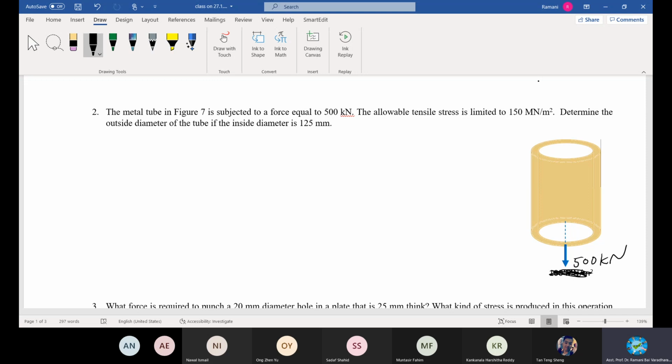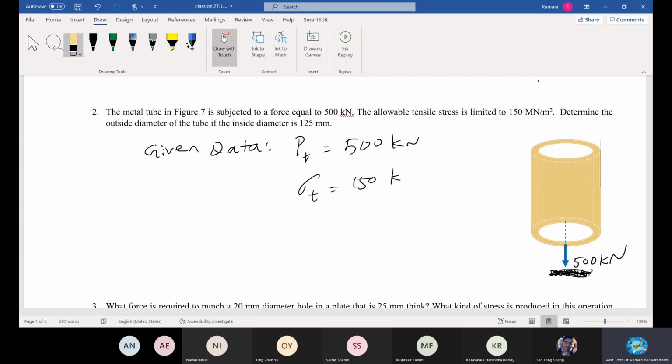So we understand that the given type of loading should be tensile, causing extension or elongation of the material. Right? The given data is similar to the last one. Given data, you are given the tensile load. Let it be T. T is equal to 500 kilonewton, and then the allowable tensile stress is given. So this sigma stress is given as 150 megapascals. Let's just write it as megapascal.